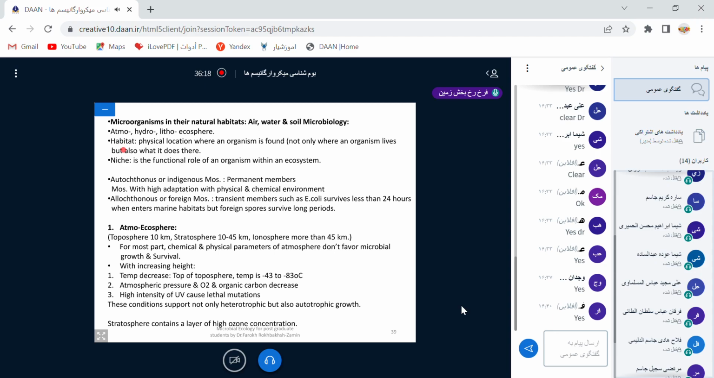If you didn't forget, each of them we can consider a habitat, but each habitat contains many niches. For example, the upper side of the water, the middle side of the water, the basement of the water, the sediment at the bottom of the water. They are different niches with different conditions in that habitat. Okay? Now, for half an hour, we want to focus on the atmoecosphere.